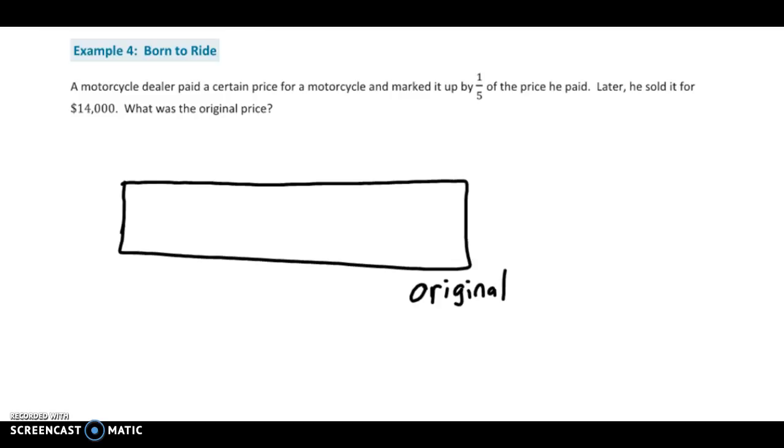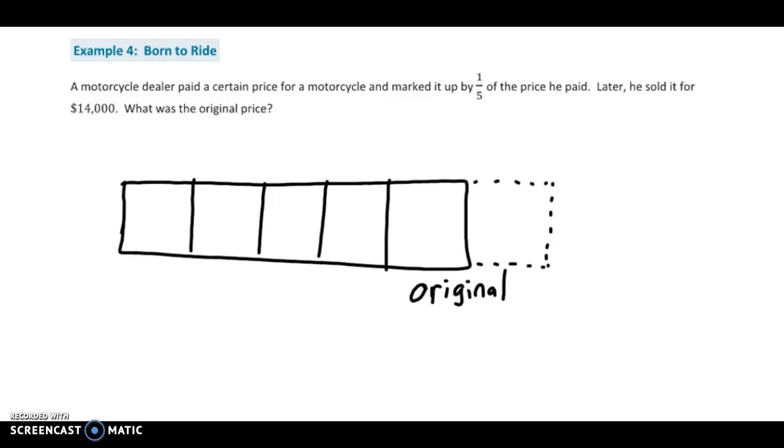Since we can't write a dollar amount, we just have to use the word original. This is where the price started. Okay, and it tells us that he marked it up by 1/5. So whatever that original price is, just like we would have any other time, we need to divide this up into fifths and then mark it up by 1/5. Okay, just like we would expect, the price is going to get higher. We need to add 1/5 onto the end.